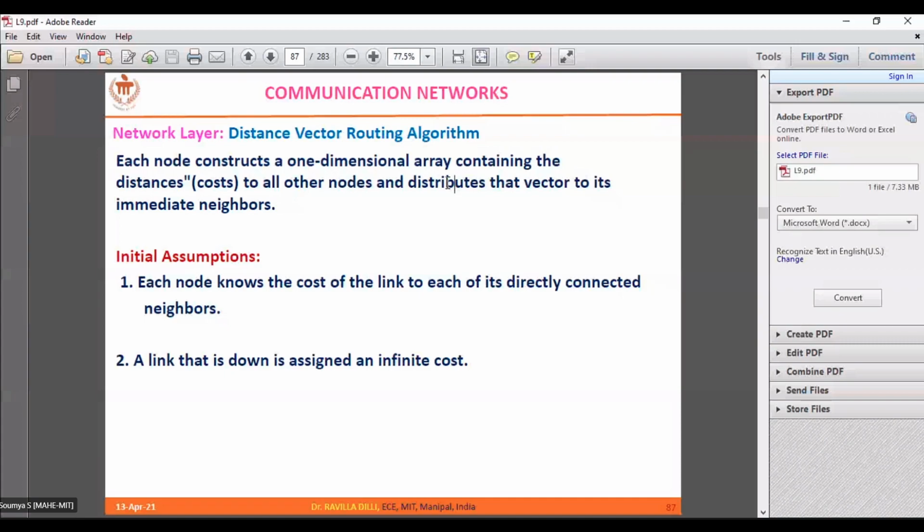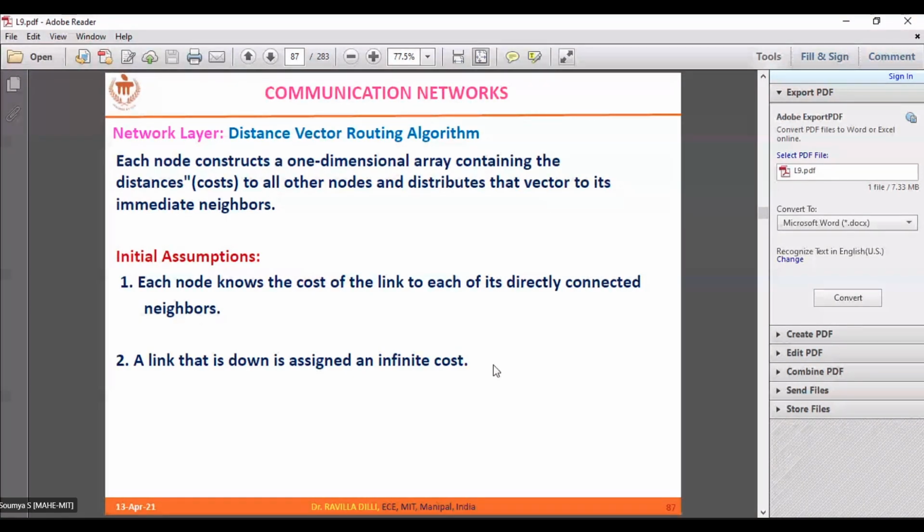Okay, this is the distance vector routing algorithm. Here there are some initial assumptions. Each node knows the cost of the link to each of its directly connected neighbors. Instead of taking it as infinity initially, it is assumed that the direct contacts are already known, and if a link is down, a link that has failed, that will be assigned an infinite cost.